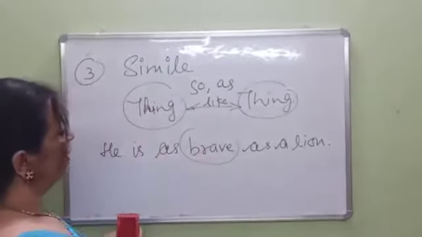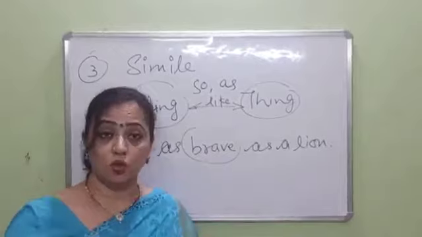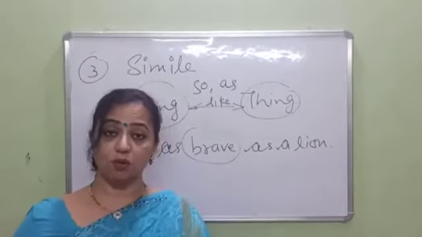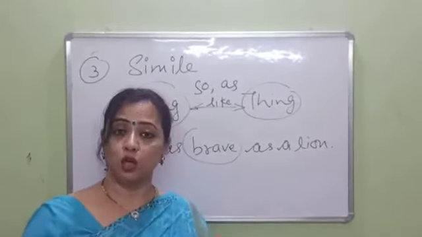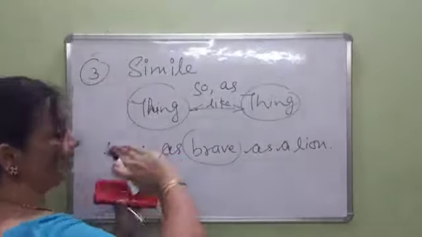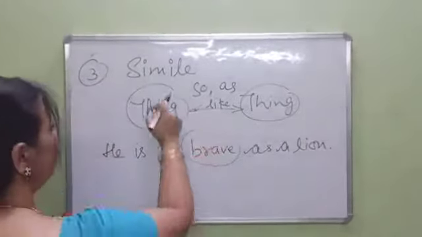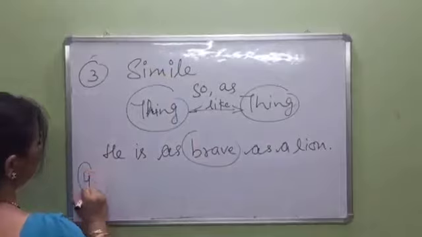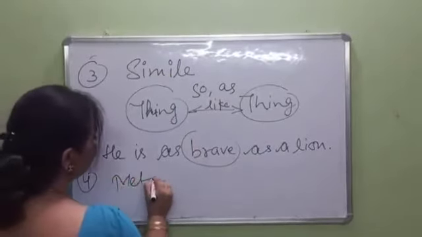Then you will say that she is as beautiful as a rose. So what is the comparison of her beauty? Her beauty's comparison is with a rose. So simile is a direct comparison. But the related figure of speech to simile is metaphor.